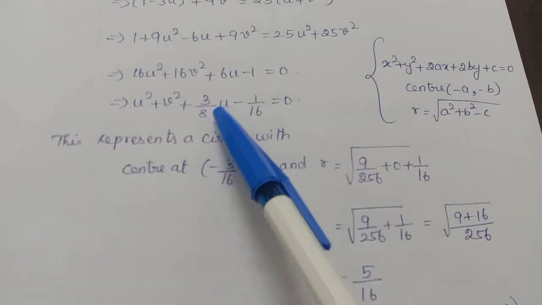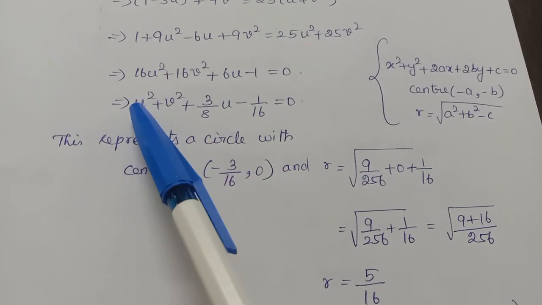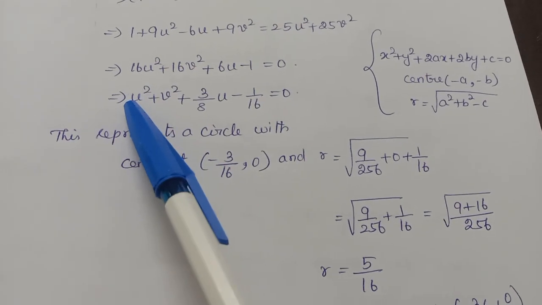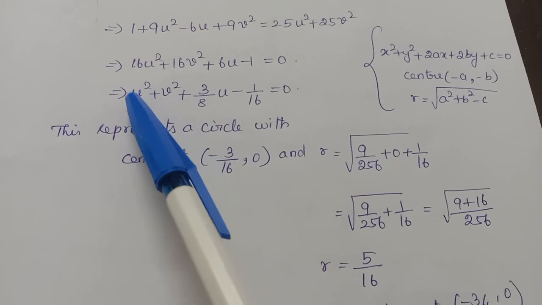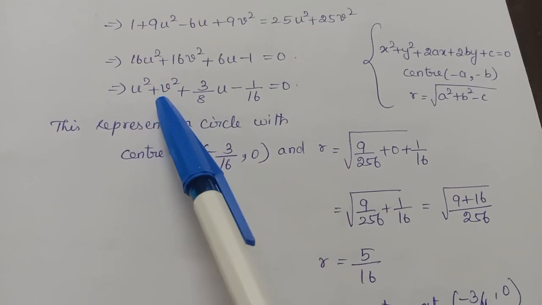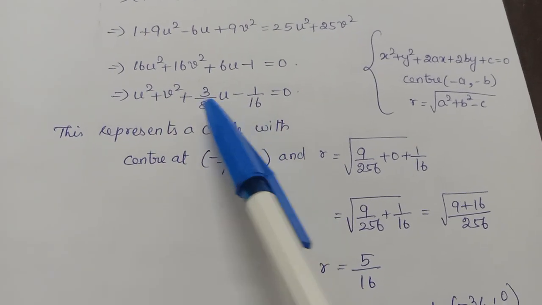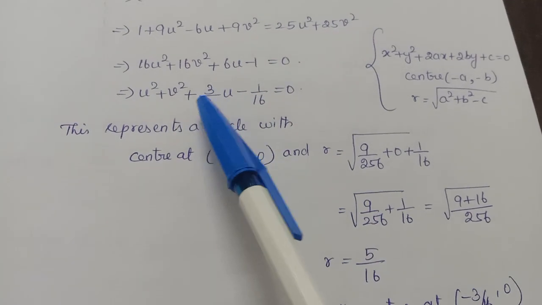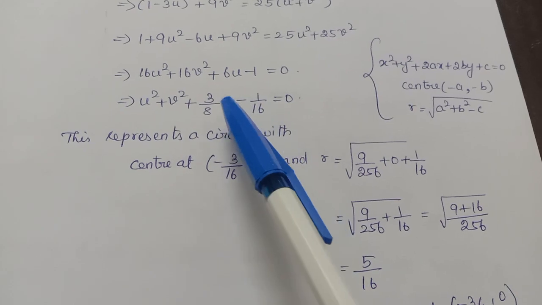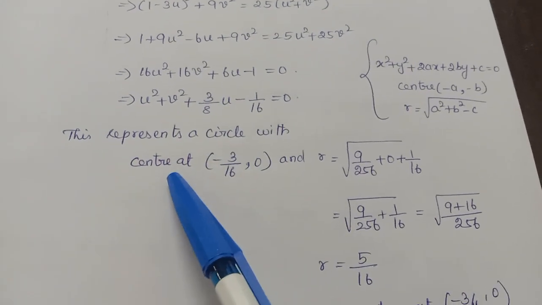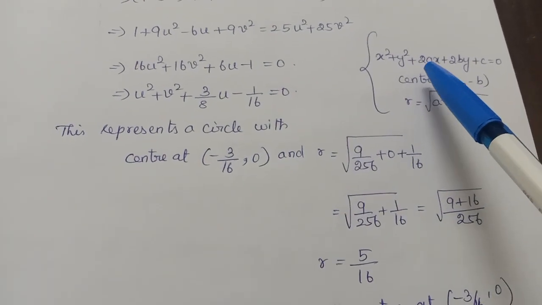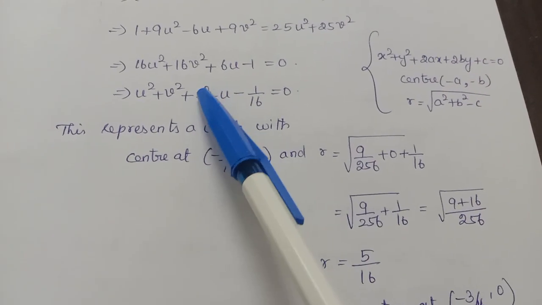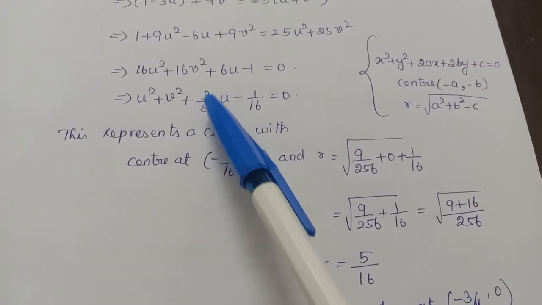For this equation to represent a circle, the coefficients of u square and v square must be 1. Both should be present and both should be equal to 1, and no product term uv should occur. Then only it represents a circle equation. Yes, it satisfies all the conditions, so this is a circle equation. And what is the center? The coefficient of 2u. Coefficient of 2u means multiply and divide by 2, so it will be 3 by 16.